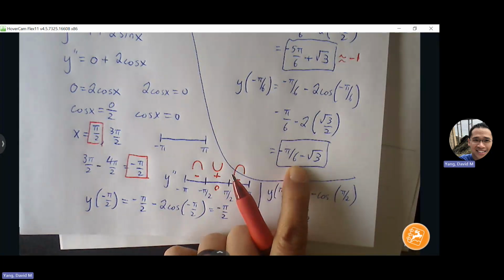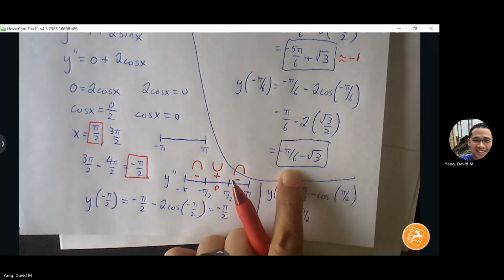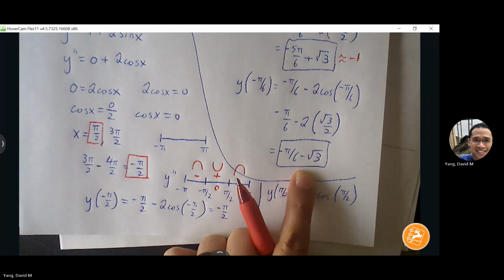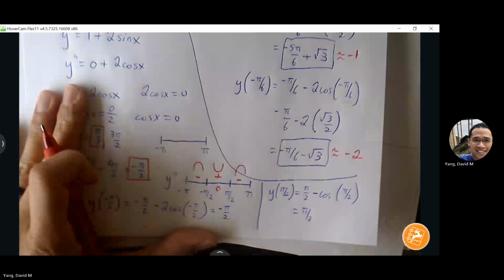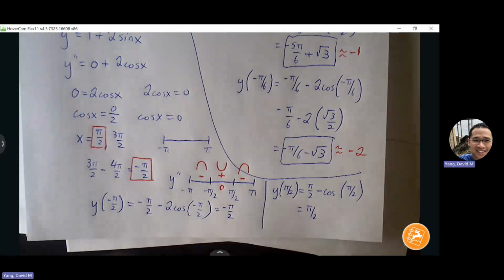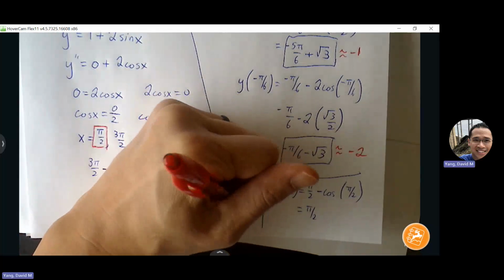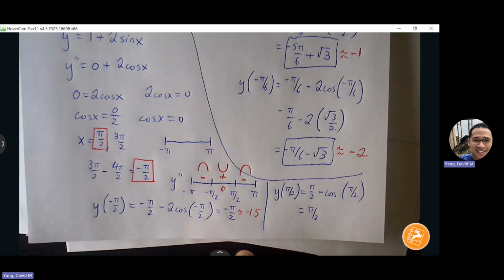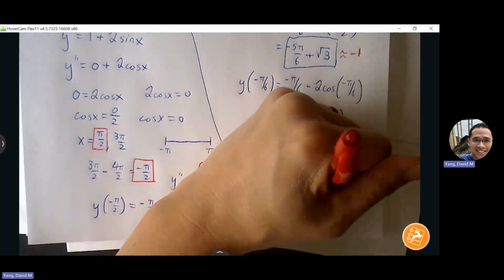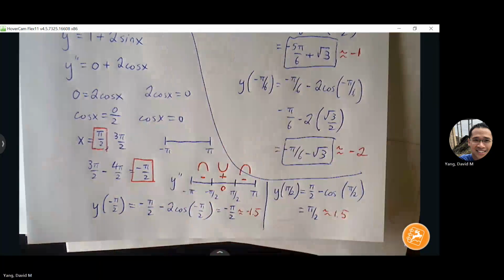This relative max is going to be around -2. And negative pi over 2, that's around like -1.5. Again, if you replace pi with 3, then that will kind of give you a ballpark value. We're not looking for exact, so this is 3 over 2, that's around 1.5.